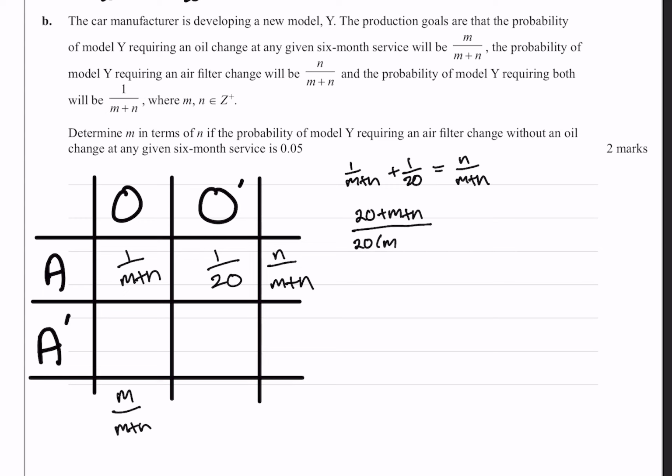Alright, so now there's just going to be a lot of simplification. We're going to make sure we have the same denominators by multiplying the numerators, and we're going to add things together, and then we're going to cancel things out. And then just simplify things down at the end so you get m in terms of n, as the question asks.